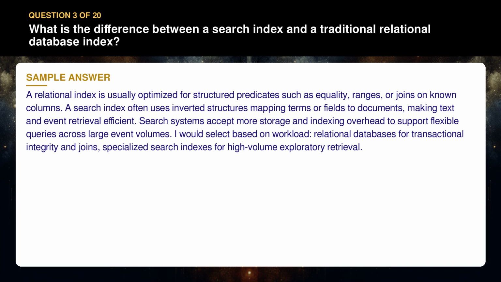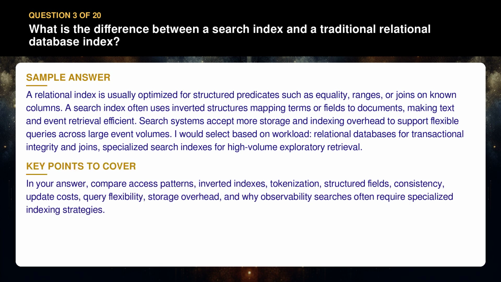I would select based on workload. Relational databases for transactional integrity and joins, specialized search indexes for high-volume exploratory retrieval. In your answer, compare access patterns, inverted indexes, tokenization, structured fields, consistency, update costs, query flexibility, storage overhead, and why observability searches often require specialized indexing strategies.